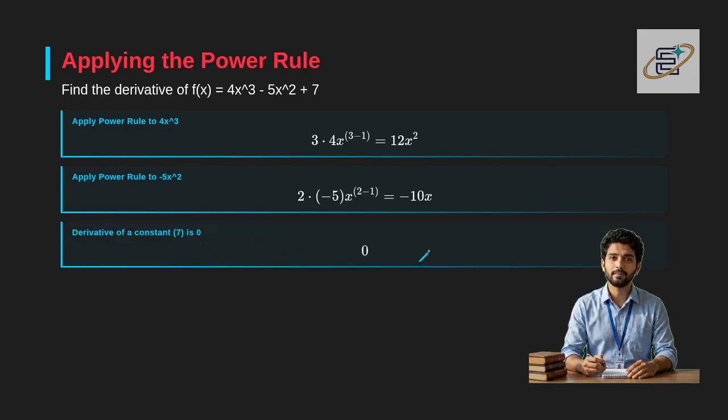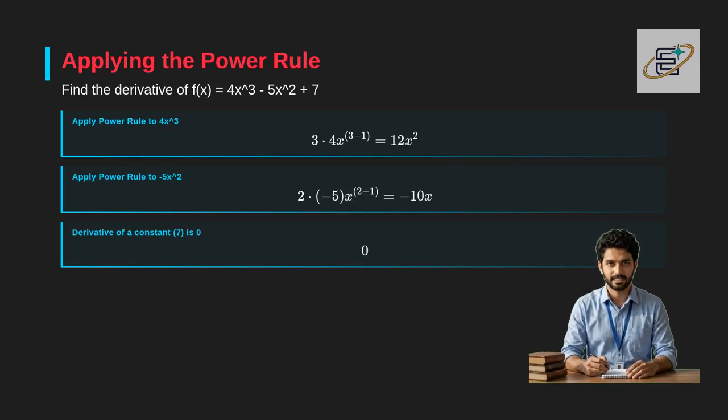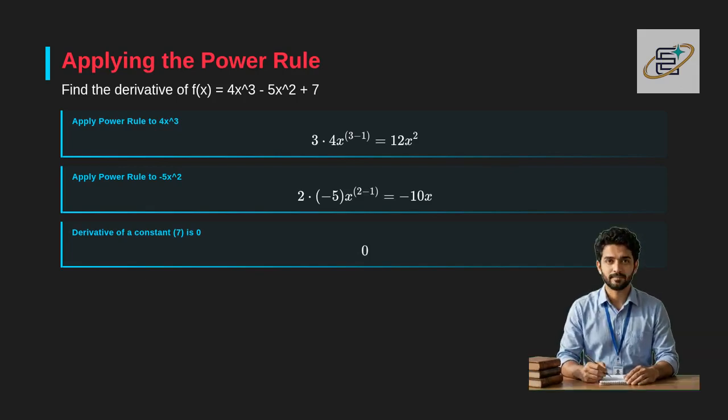What about the plus 7? Well, the derivative of any standalone constant number is always 0. Why? Because a constant doesn't change, so its rate of change is 0.